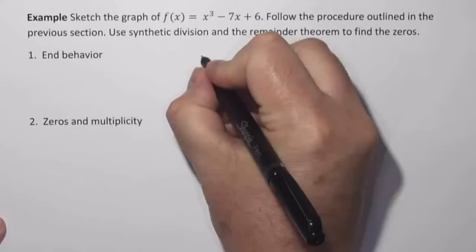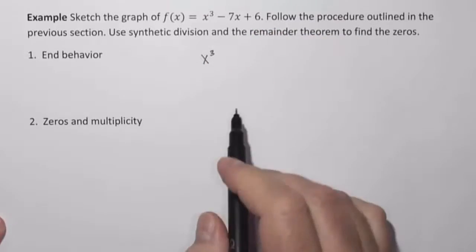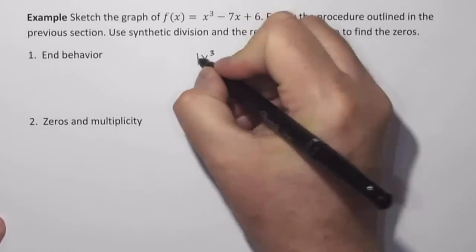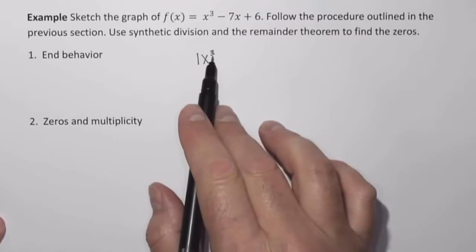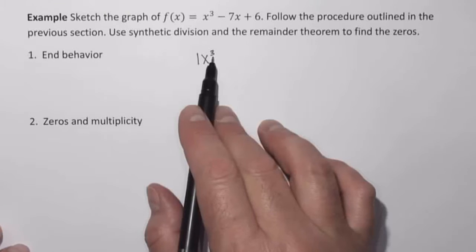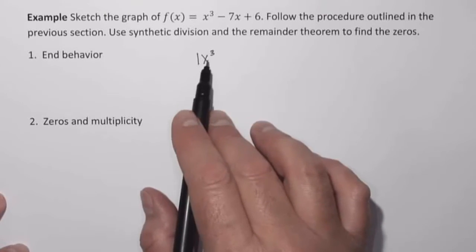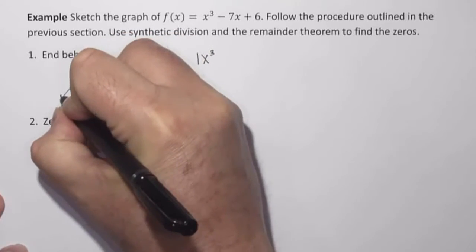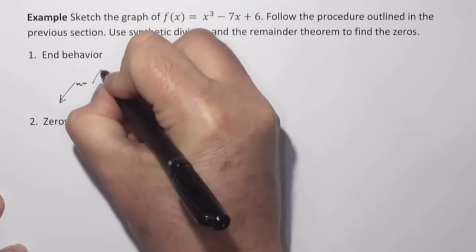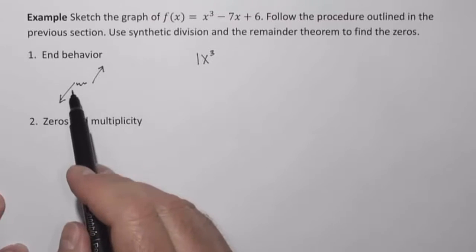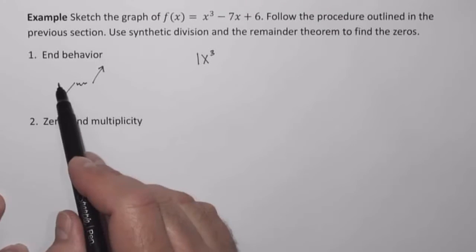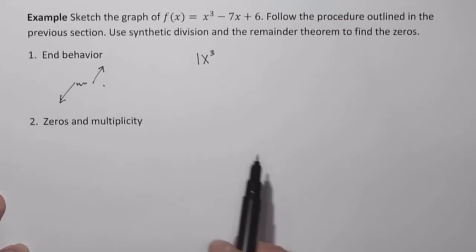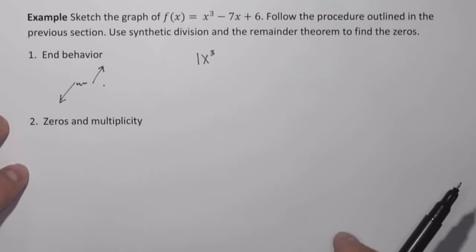Our leading term is x cubed. So the coefficient on that is understood to be 1, which is positive, and we have an odd degree, 3. So the fact that we have an odd degree and a positive leading coefficient means that the end behavior is going to be down on the left and up on the right. So as x goes to negative infinity, y is going to go to negative infinity, and as x goes to positive infinity, y is going to go to positive infinity.